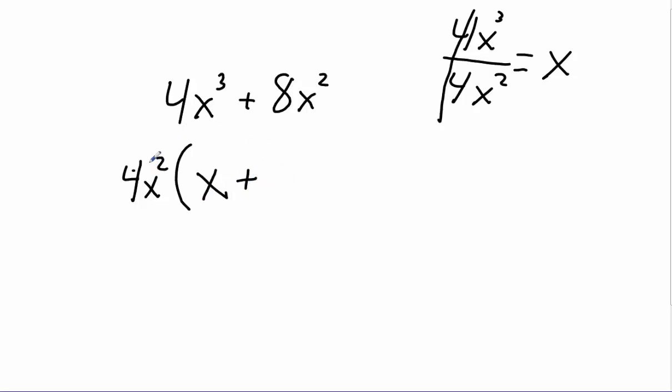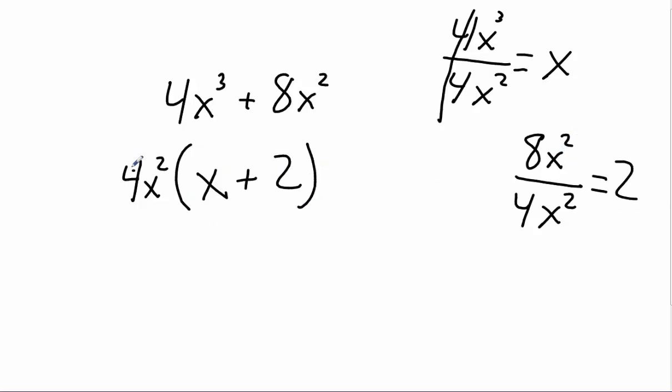Then when you factor a 4x squared from 8x squared, we can do the same thing. 8 divided by 4 is 2. X squared divided by x squared is just 1. So when you factor out a 4x squared, you're left with x plus 2. And this would be your factored answer.